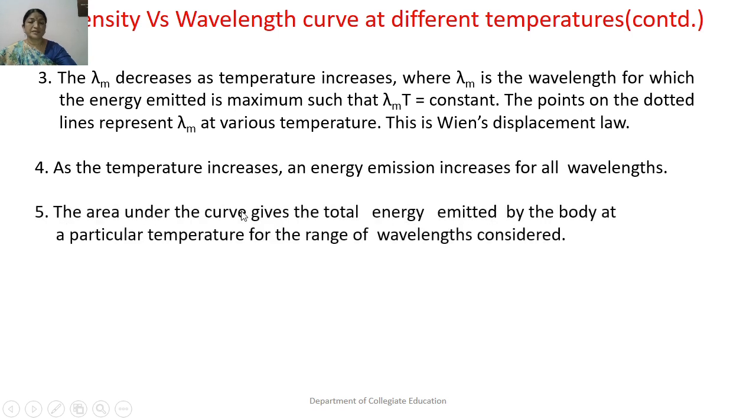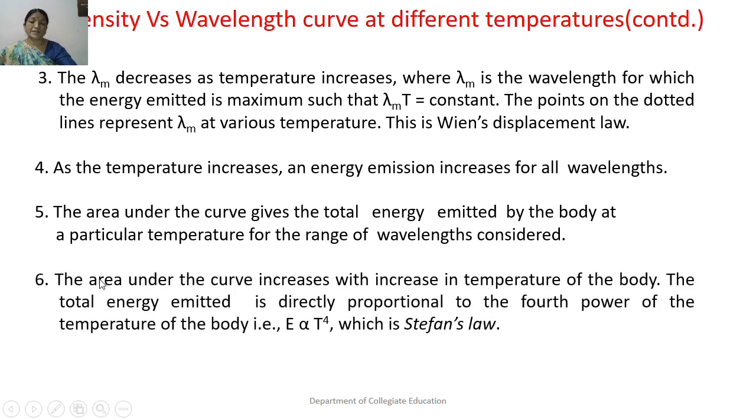Next point is the area under the curve. The total area under the curve gives the total energy emitted by the body at a particular temperature for the range of wavelengths considered. It is observed that when the temperature of the black body is increased, this area also increases. So the total energy emitted is directly proportional to the fourth power of the temperature of the body, that is E is proportional to T to the power 4, which is Stefan's law.